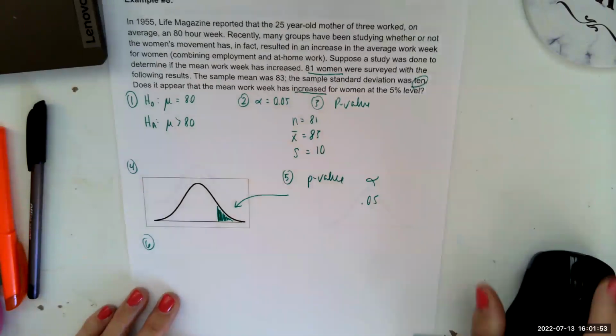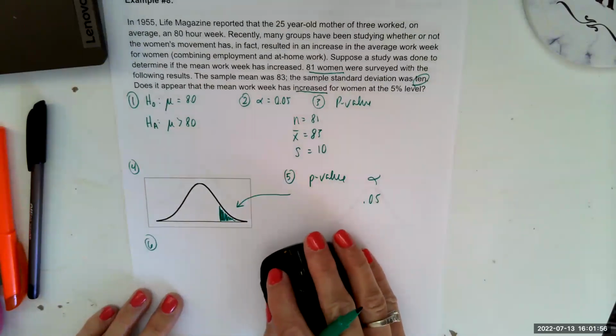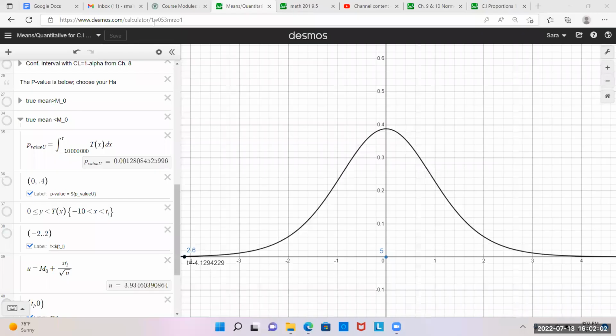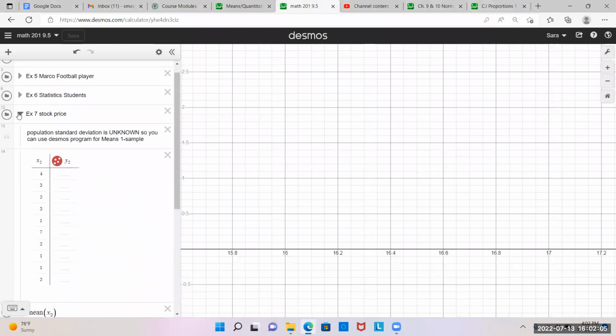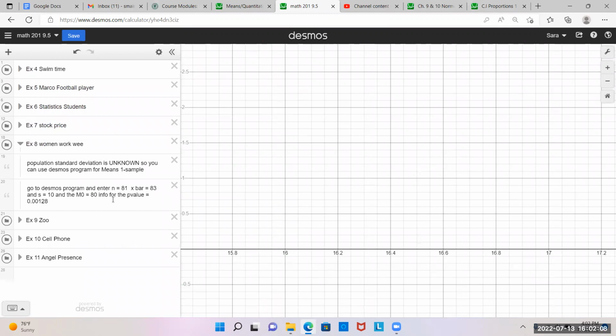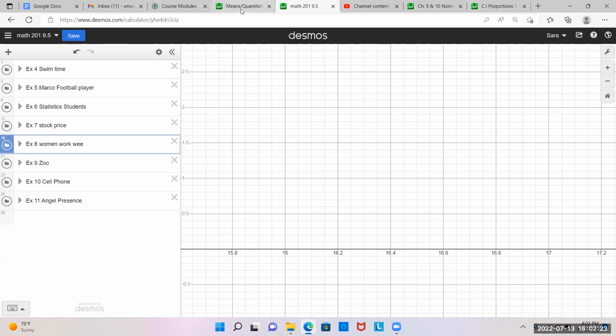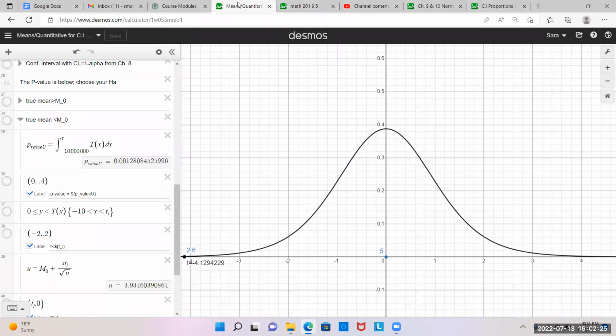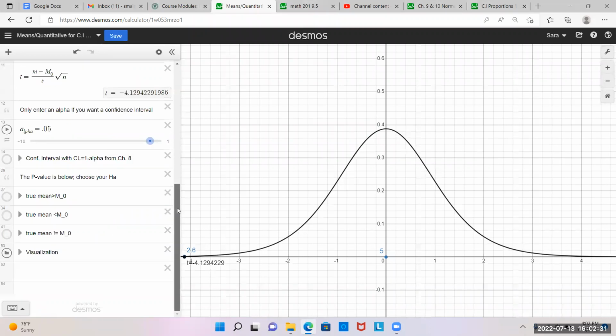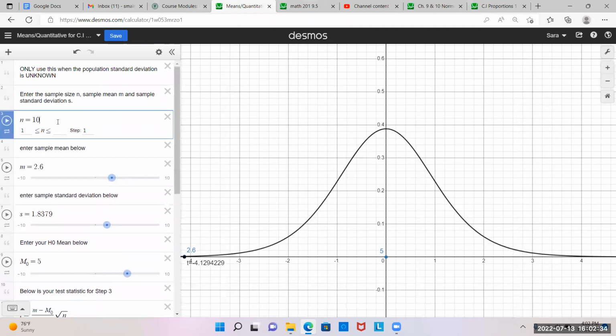So let's enter our information into Desmos. I'm going to show you how I'm going to do that. This is example 8. I'm going to enter all that in, and it looks like we get a p-value right here of 0.00128. Once we can use these computer programs in Desmos, it just makes it so easy. Just go to the program and enter our information.